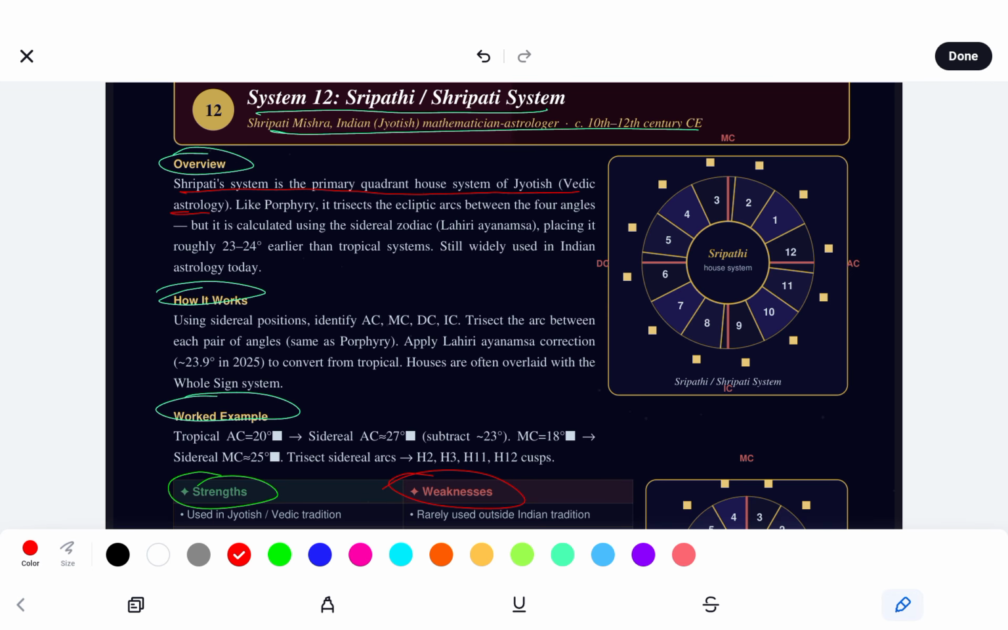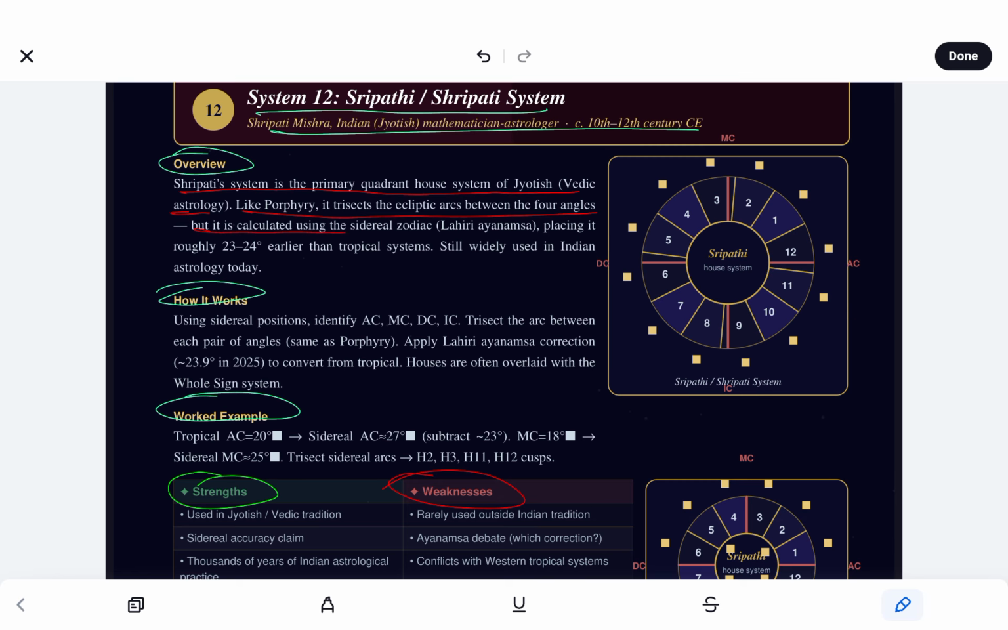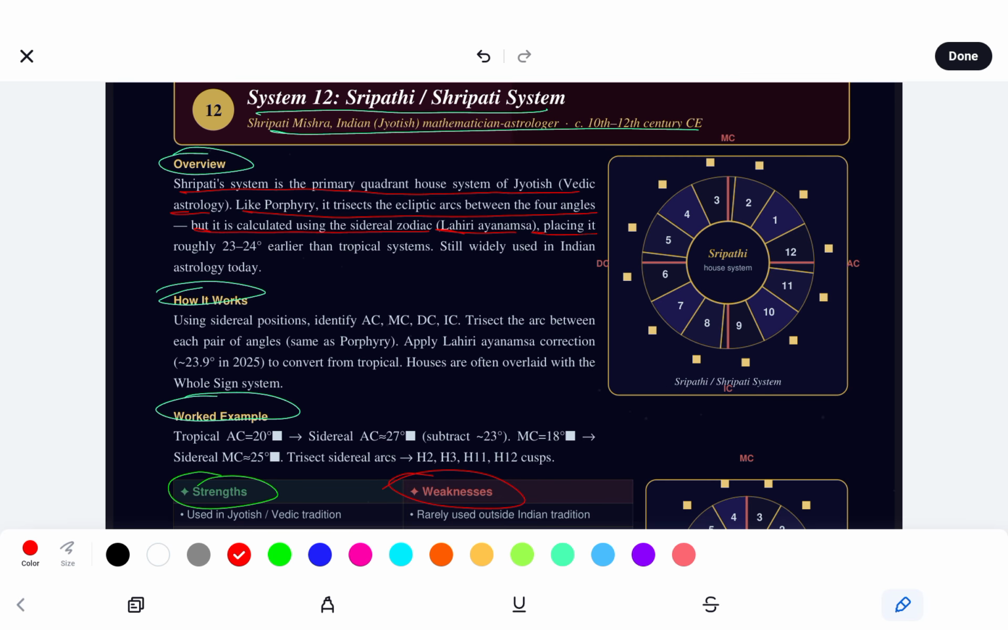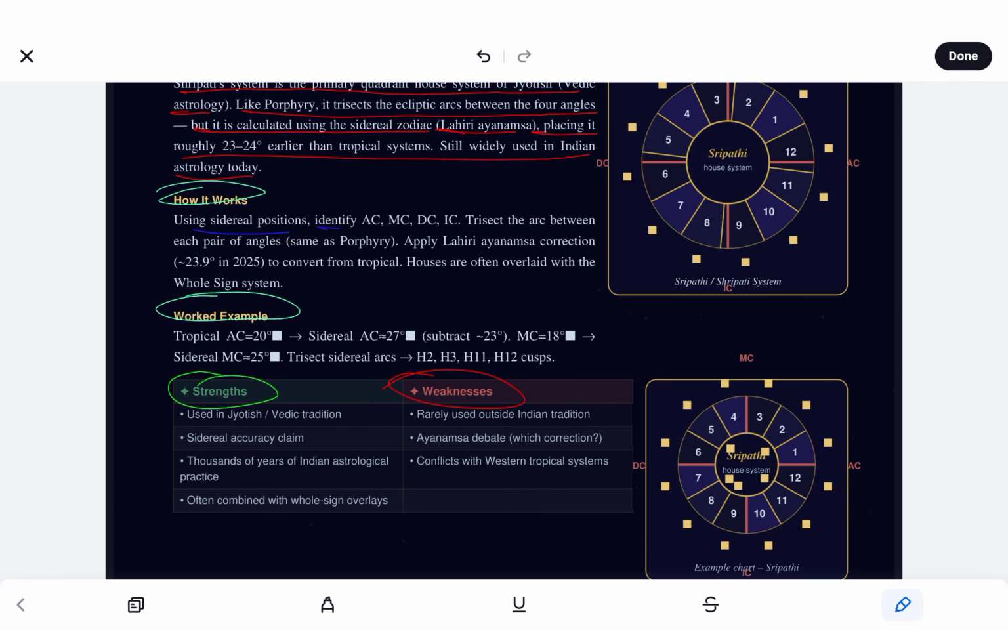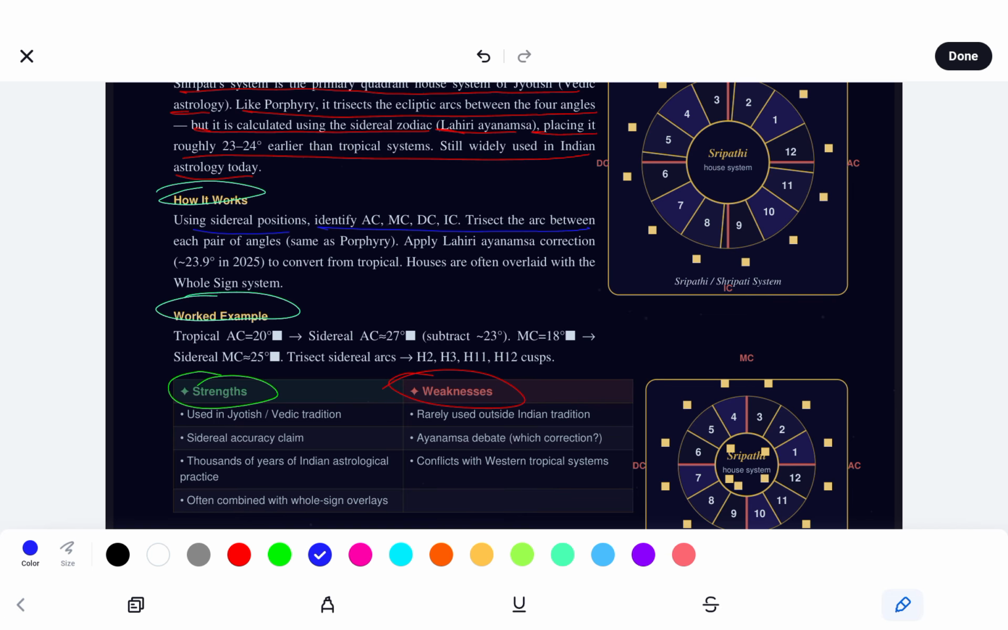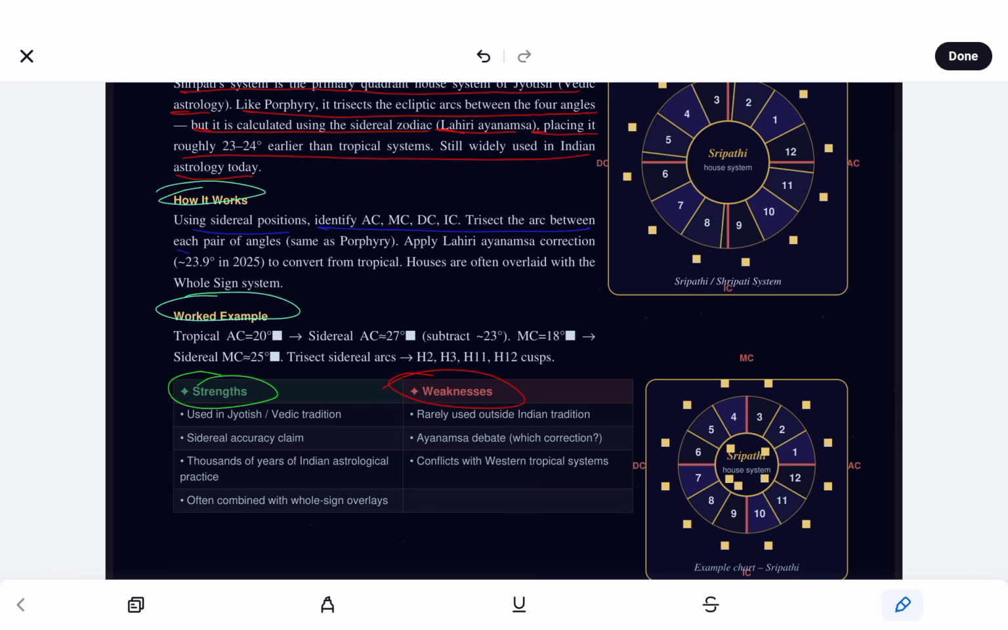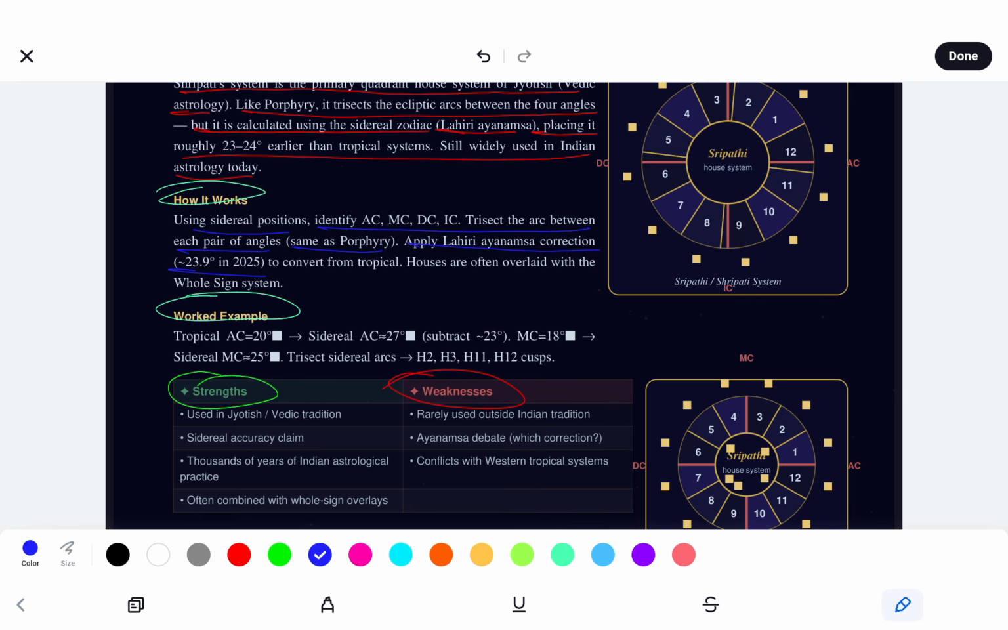Vedic astrology. Like Porphyry, it trisects the ecliptic arcs between the four angles, but it is calculated using a sidereal zodiac, like Lahiri Ayanamsa, placing it roughly 23 to 24 degrees earlier than tropical systems, still widely used in Indian astrology today. So how it works, using sidereal positions, identify the angles, ascendant, midheaven, descendant, Imum Coeli, trisect the arc between each pair of angles, same as Porphyry, apply Lahiri Ayanamsa correction to convert from tropical. Houses are often overlaid with the whole sign system.